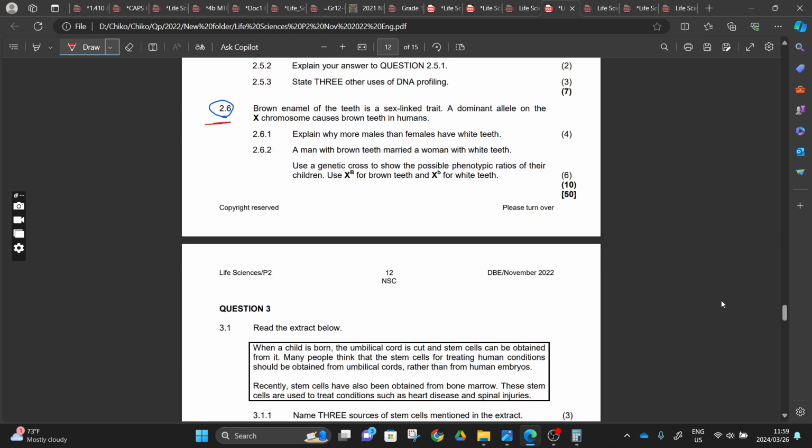Let's do this 2.6. It says brown enamel. What is brown enamel? Of the teeth is sex-linked. Sex-linked, you know. You see, we didn't do this brown enamel in our class, but because they're saying it's sex-linked, it means we are going to link something here. And then a dominant allele on the X chromosome causes brown teeth in a human. It means that it is controlled by the X. And then 2.6.1, explain why more males than females have white teeth.